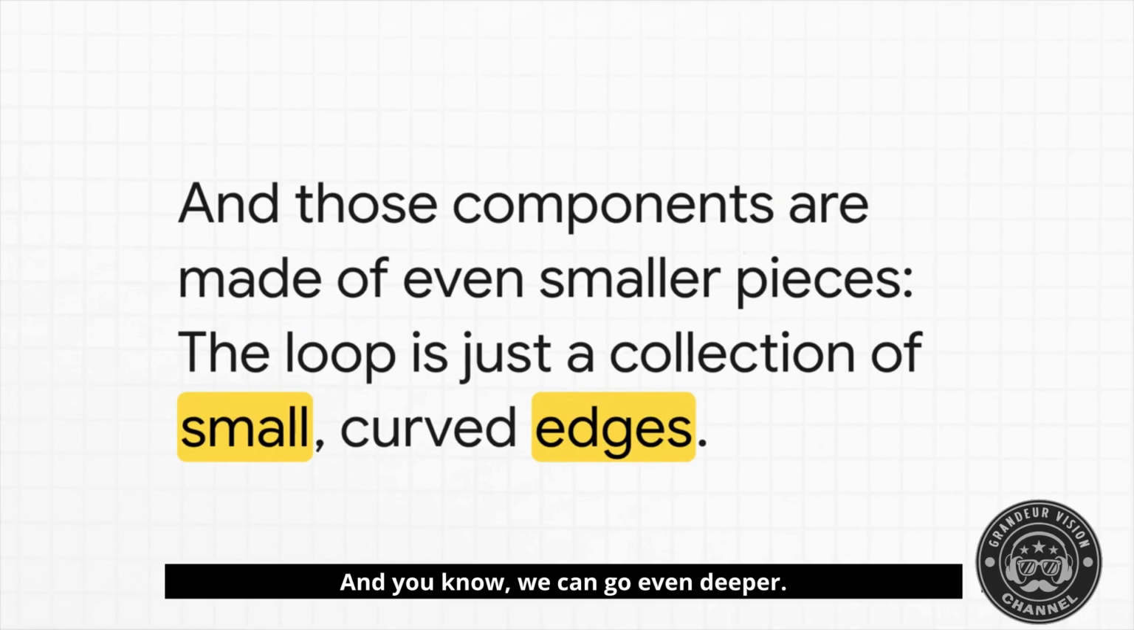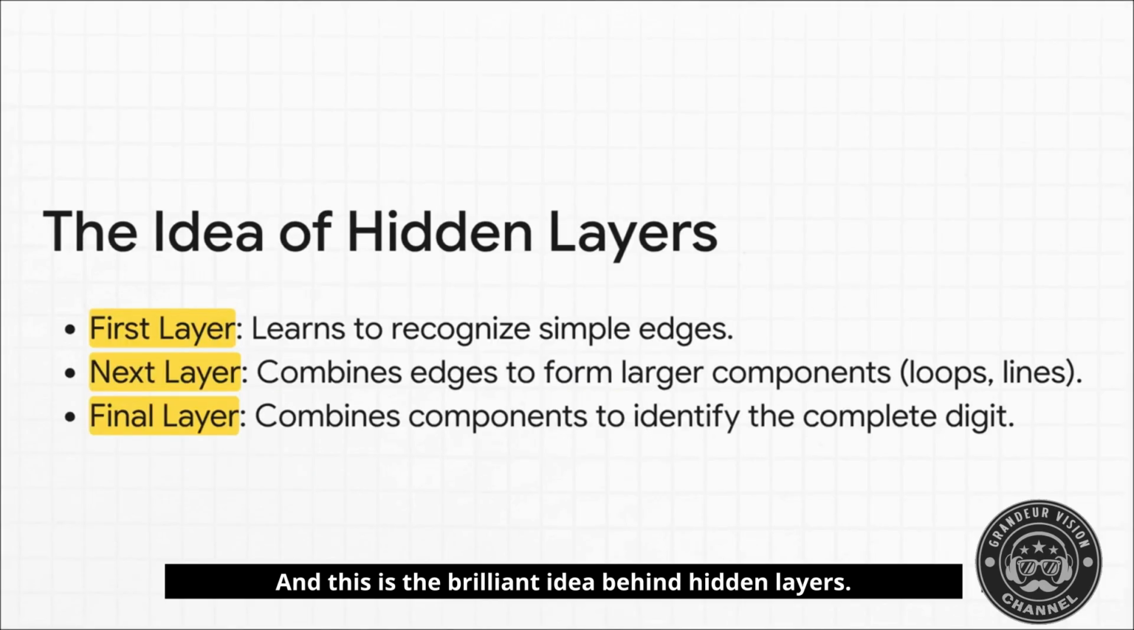And we can go even deeper. That loop isn't just one single thing. It's really a combination of even smaller, simpler patterns. It's just a bunch of short, curved edges all arranged in a circle. This idea of breaking things down from complex to simple is exactly what we want the neural network to learn how to do. And this is the brilliant idea behind hidden layers.